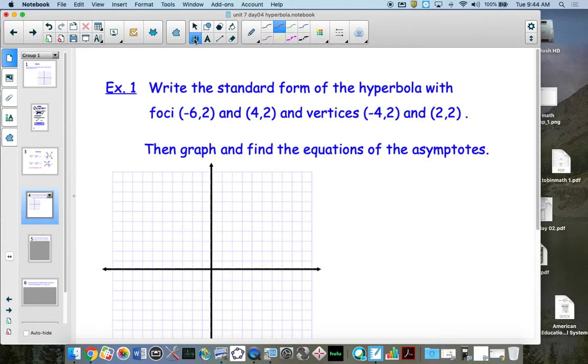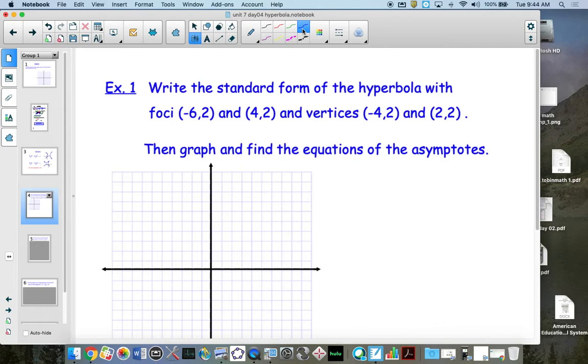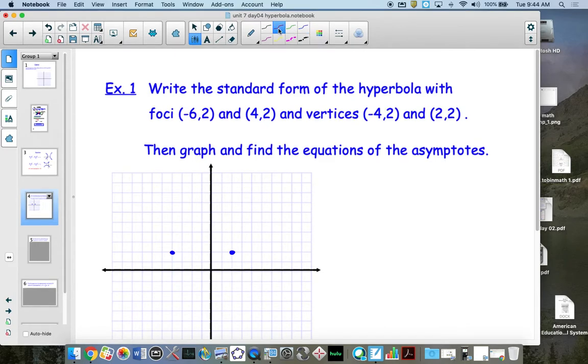Okay, so first let's start with the vertices. Let me plot those. (-4, 2) is right here, and (2, 2) right there. Alright, so right away you know that the transverse axis is horizontal. So our equation is going to look like this: (x minus h) quantity squared over a squared minus (y minus k) squared over b squared equals 1.